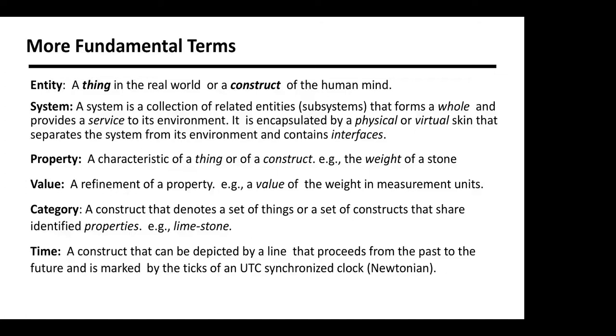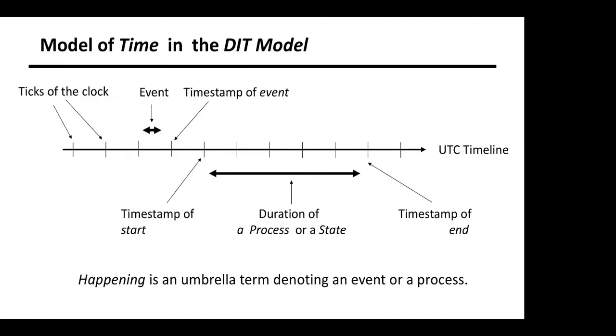And then one of the interesting constructs is time. Time is a construct that can be depicted by a line that proceeds from the past to the future and is marked by the ticks of a clock. I will use the following model of time in the DRT model. We assume that we have a clock, and let's assume for the moment this is a GPS clock, which ticks in 100 nanosecond intervals, which is the granule of the clock. I call a process which happens between two ticks an event, and a process which is longer than two ticks is a state, or sometimes a process, which has a duration.